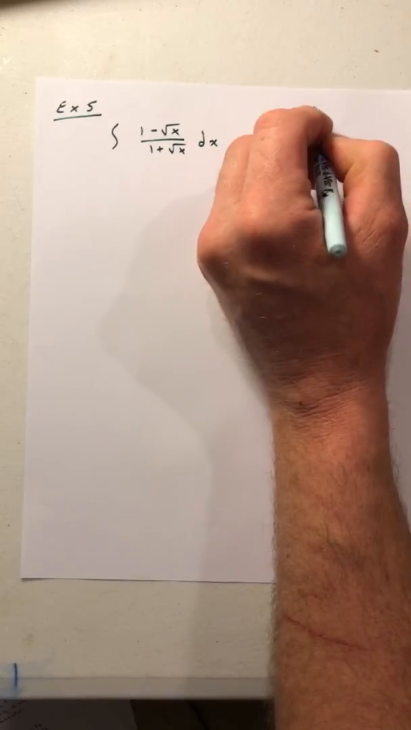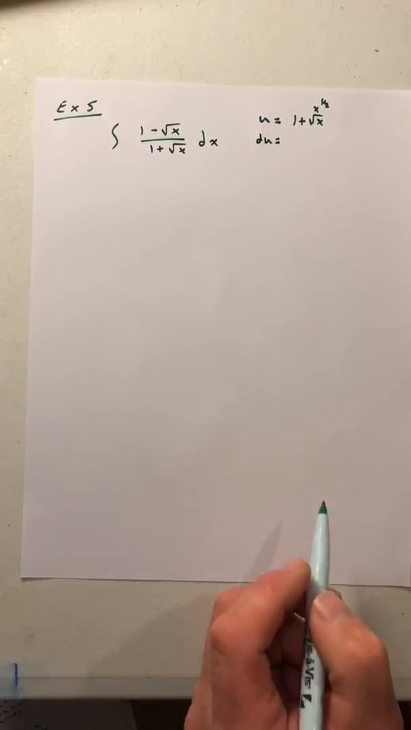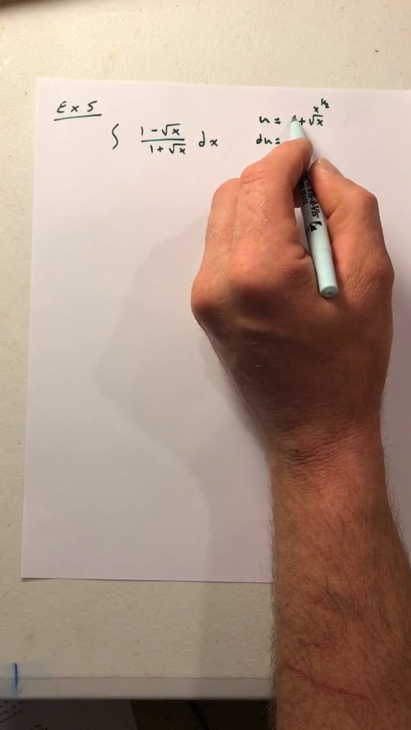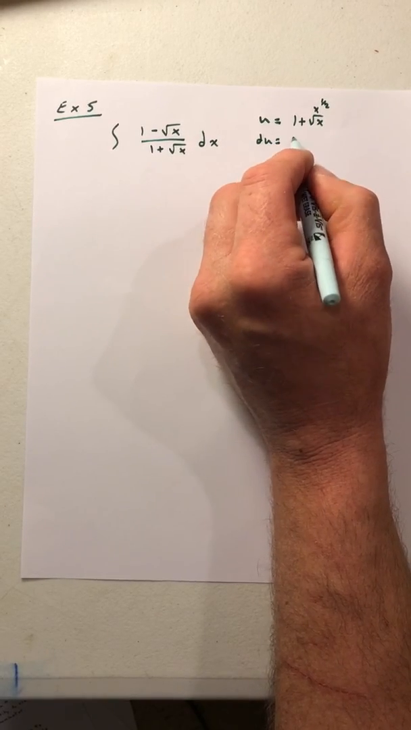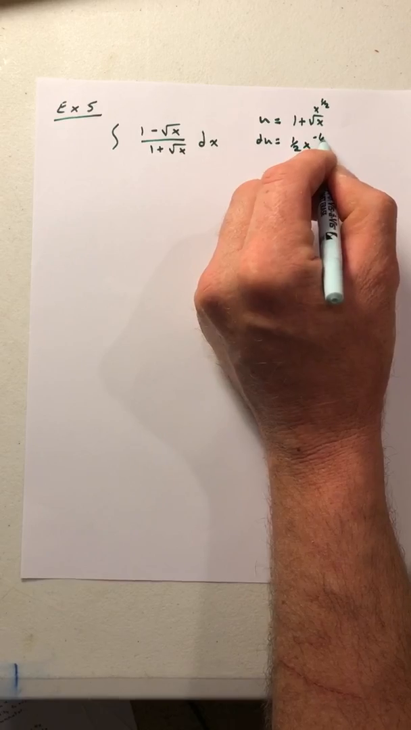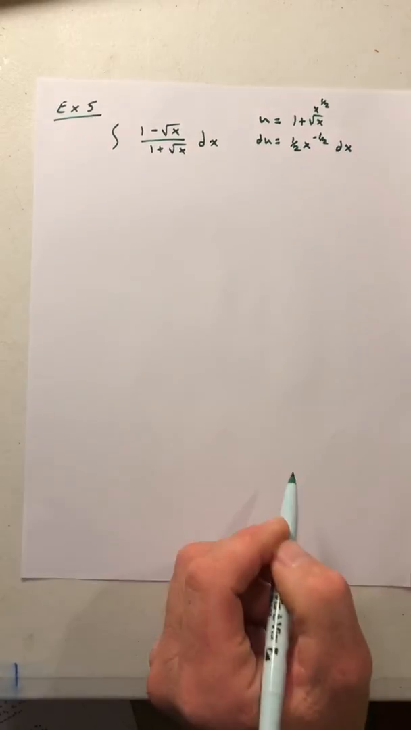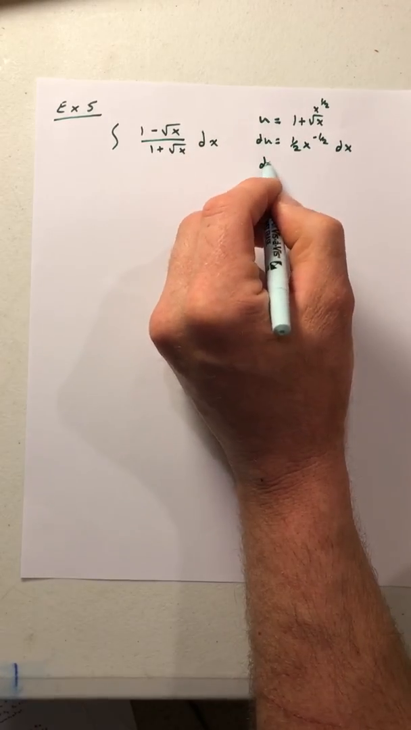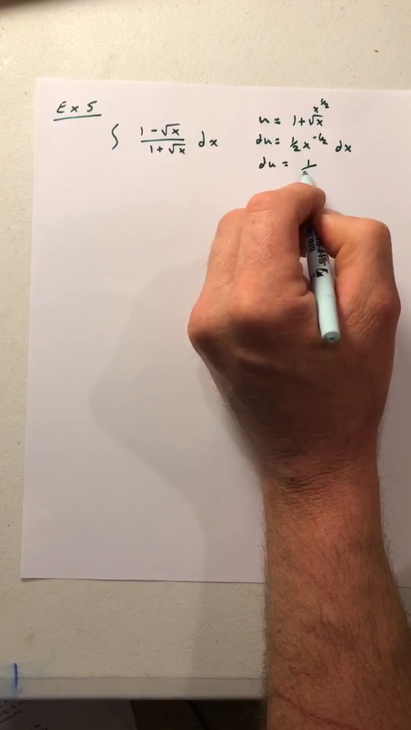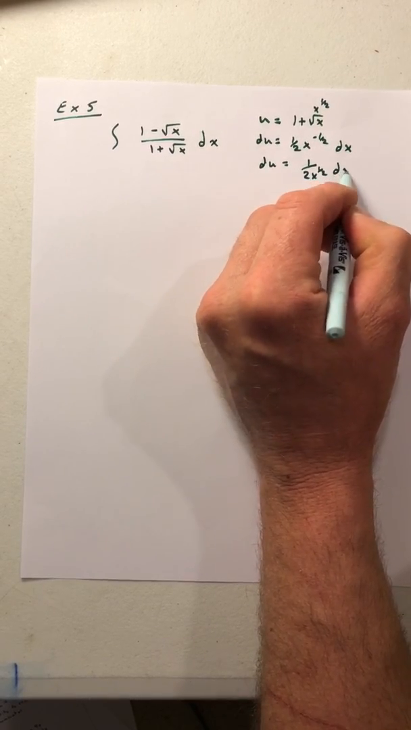Taking the derivative, we know that the square root of x is x to the 1/2. So I take the derivative of 1, which is 0, and the derivative of x to the 1/2 is 1/2 x to the negative 1/2 dx. So du is going to be 1 over 2x to the 1/2 dx.